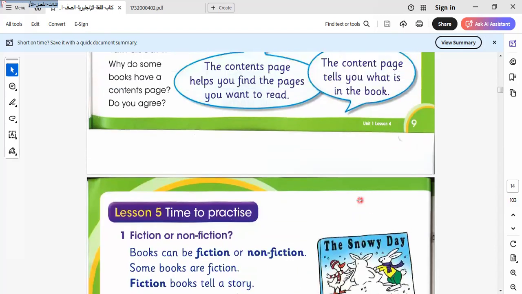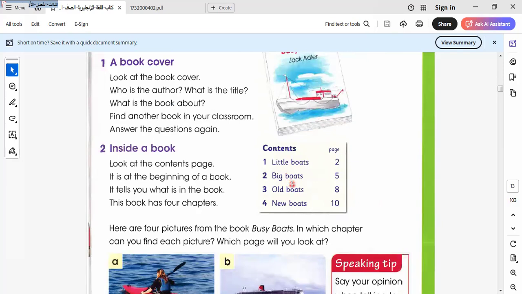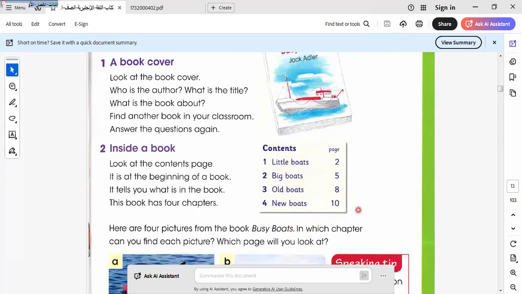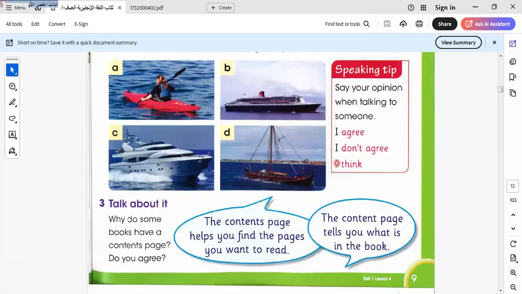So if I have a content, like this one in here, this is the content. I would like to know more about big boats, so I go to page 5 to know this. I want old boats, so I go to page 8 to know about this. I want to know about little boats, so I go to page 2 to know more about this.